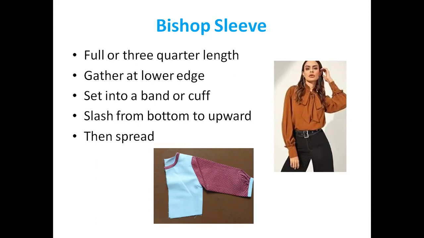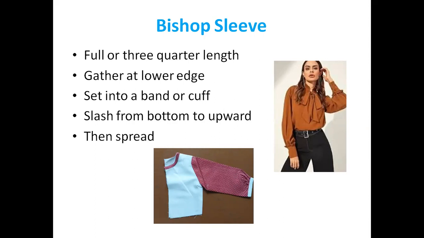For drafting this sleeve, what you have to do is take a sleeve. If you want full bishop, you have to take a full length sleeve. If you want quarter, that is 3/4 bishop sleeve, you have to take a 3/4 sleeve. Then you have to start slashing it from the bottom towards the upper direction. After slashing, you have to spread it on a new pattern sheet and trace it and use it for bishop sleeve.